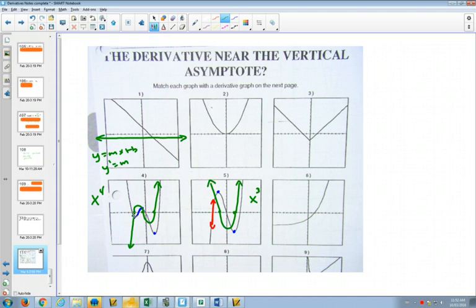So those are some of the basic ones. There's some more complicated ones like the absolute value graph there. You're going to have to think about those. But those are some of the ideas that you can use when you're given one graph to find the derivative graph. The matching ones are on the back. And then you can solve the puzzle.